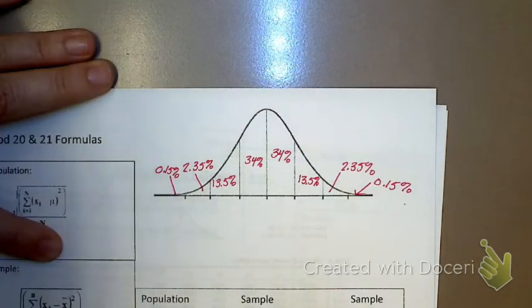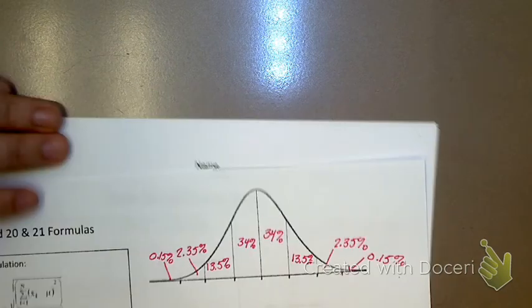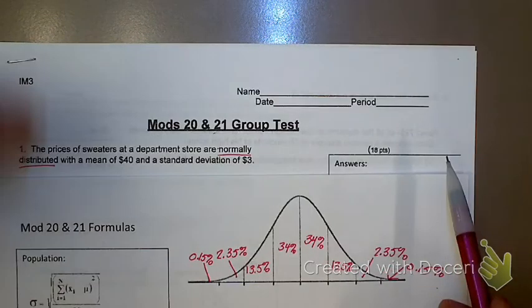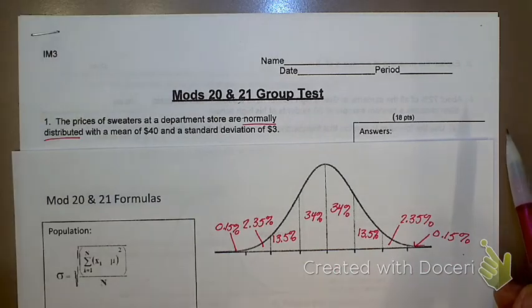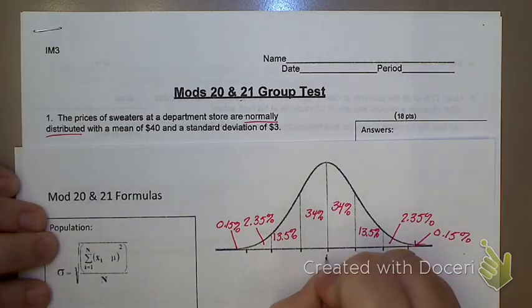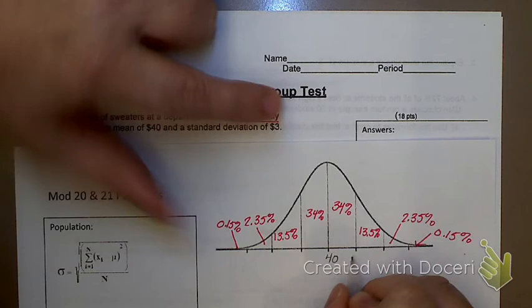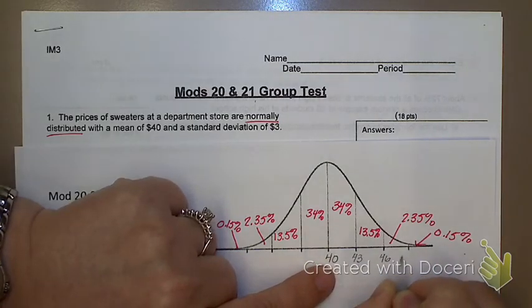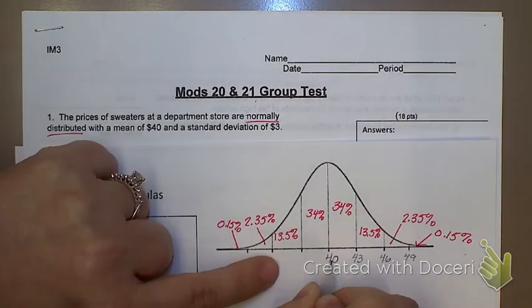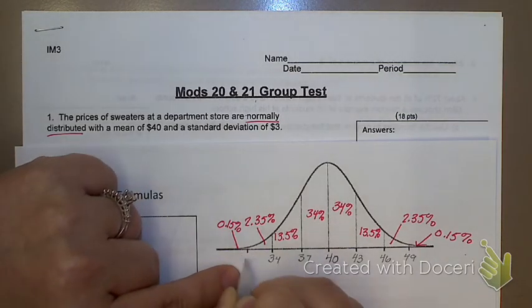I'm going to change to pencil just in case I need to use this more than once. So normally distributed, let's see, the mean is $40, so that's going to go in here, and the standard deviation is 3. So if I add 3, that makes this 43, 46, 49. And if I subtract 3, I have 37, 34, and 31.